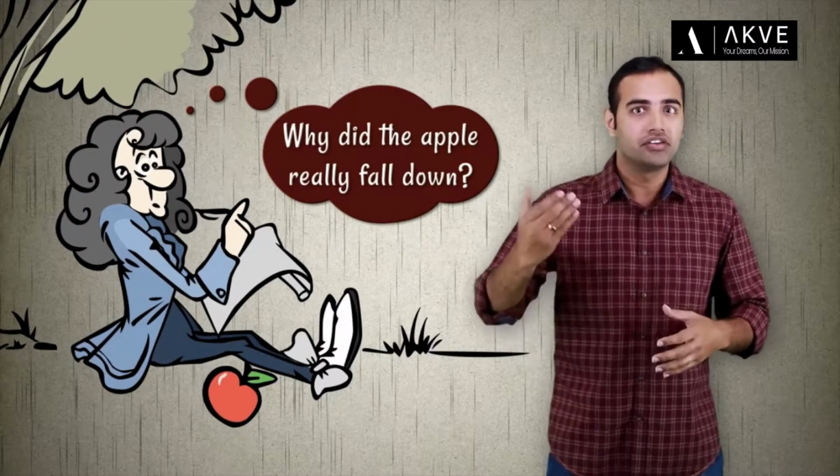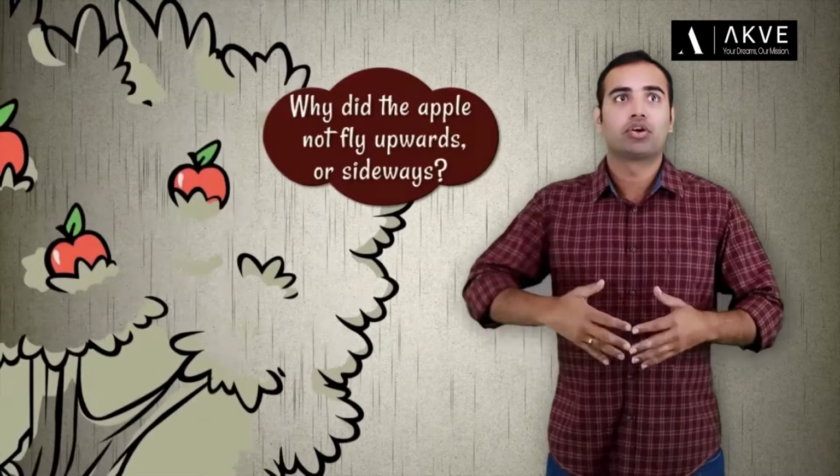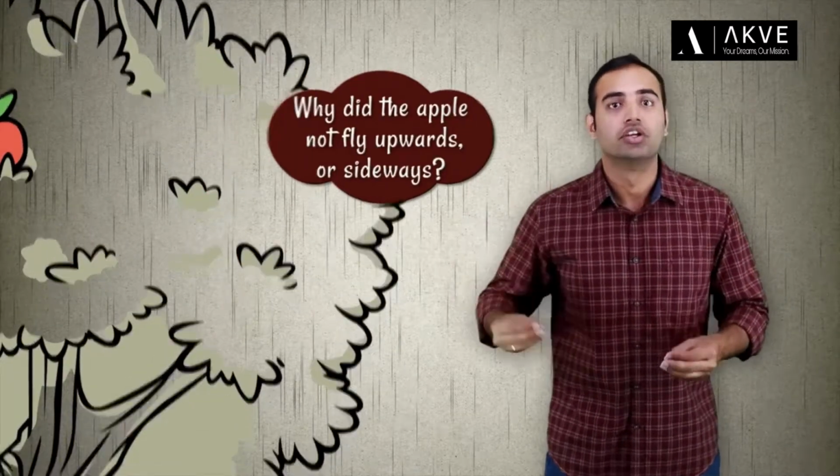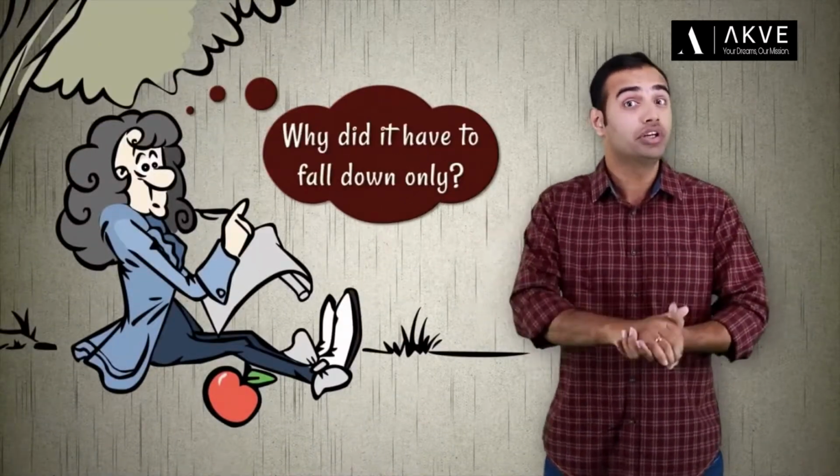Now, although the event is seemingly mundane, this sparks an idea in the young physicist's mind. He thinks, why did the apple really fall down? Why did the apple not fly upwards or sideways? Why did it have to fall down only? He goes back to his room, thinking about the same thing over and over again.